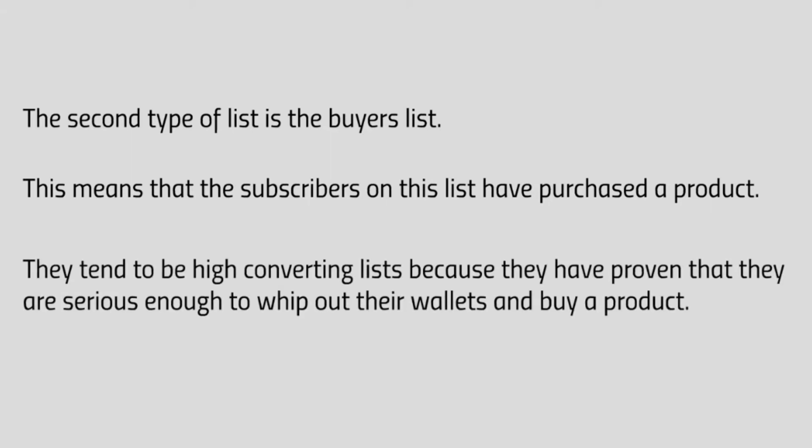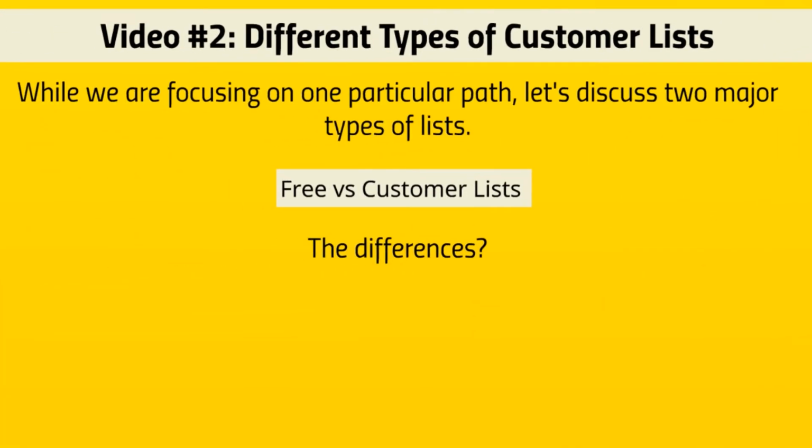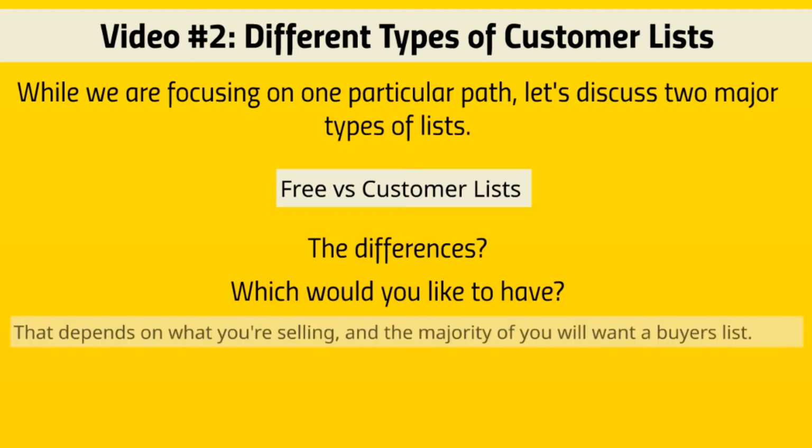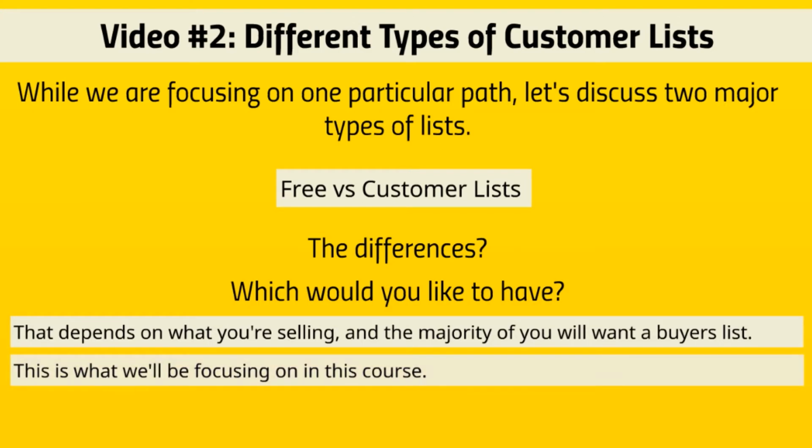Now, these types of lists tend to be very high converting because they have proven that they are serious enough to whip out their wallets or their credit cards and buy a product. So think about it. Which would you really like to have? Would you rather have the free list or would you rather have the customer list? That really depends on what you're selling, but the majority of times you will want the buyer's list.